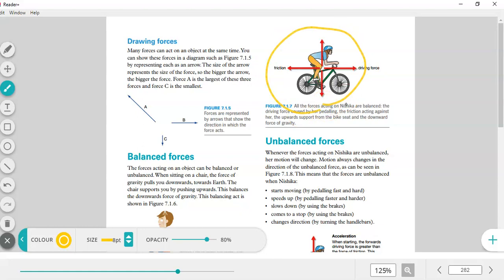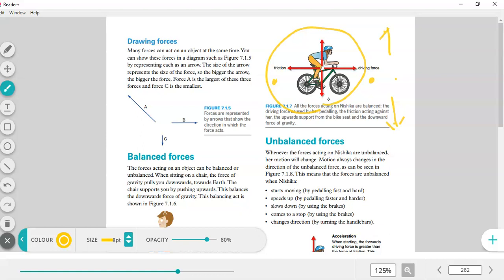The gravitational force going down, the upward force going up, driving force going forward, and friction or drag, air resistance, tyres on the ground, and so on. They are balanced. That bike is not moving, it's sitting there, but that is balanced forces.